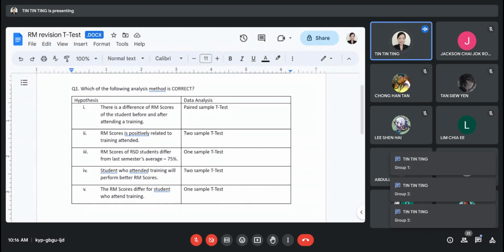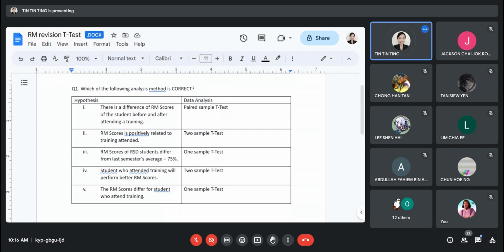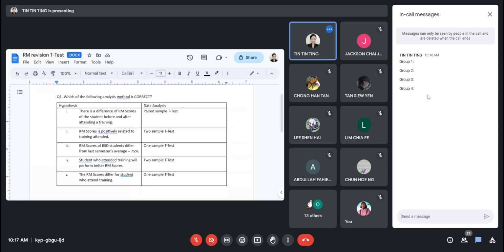How many groups do we have? Wow, we have 6 groups. Okay, then group 4, write down your answer. Group 5 and group 6. Oh, you are not with your team members, right? Well, then you have to open another Google Meet to discuss the answer. Take 5 minutes to do this.